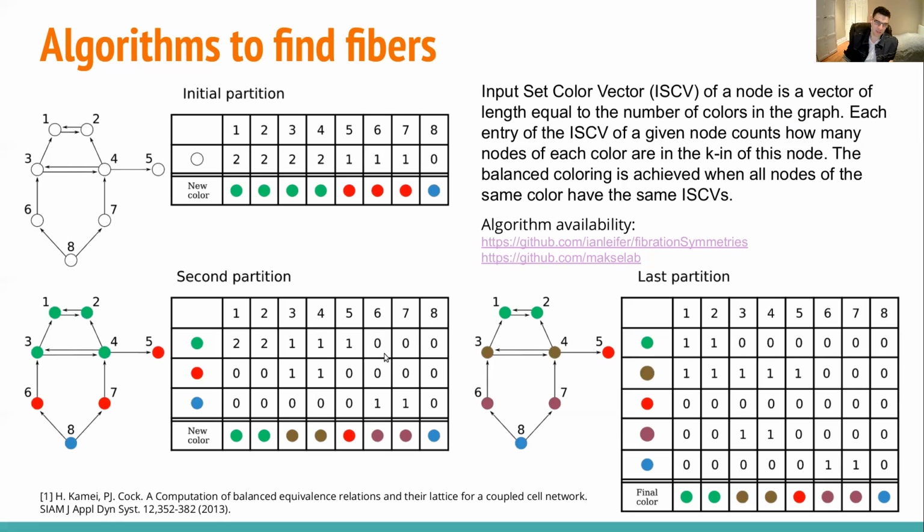So we created a second partition, and the third one is where we have five-dimensional input set color vectors. And in this five-dimensional case, we see that it stays the same. So 1 and 2 were the same color, they have the same vectors, 3 and 4 have the same vectors, 5 is different, 6 and 7 are the same, 8 is also different. So here we found the balanced coloring where all the conditions are satisfied. So this is the basic idea for this algorithm.